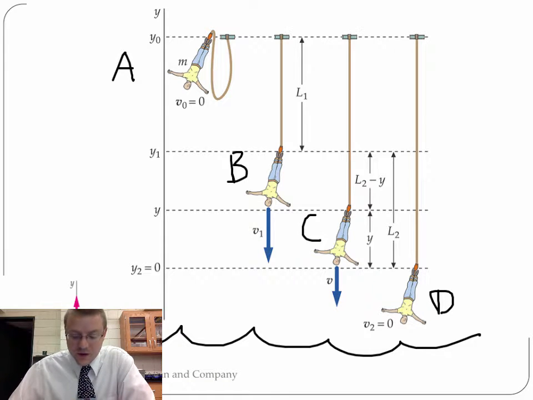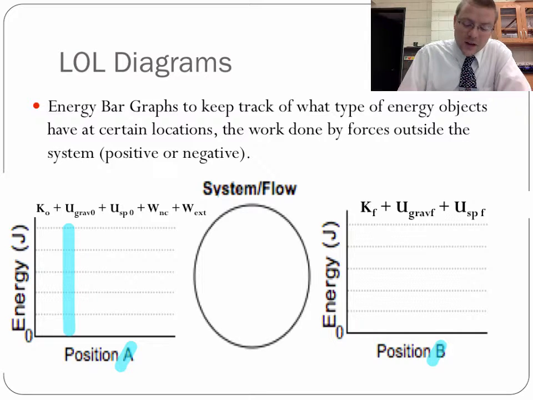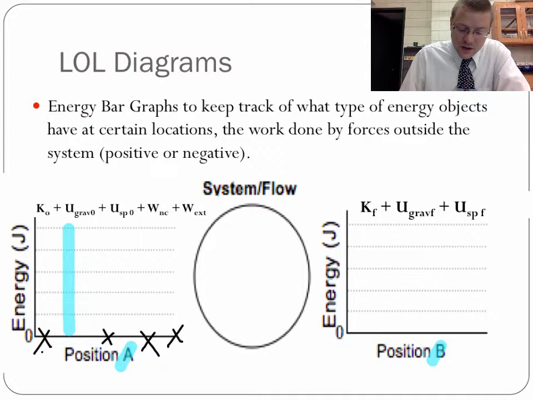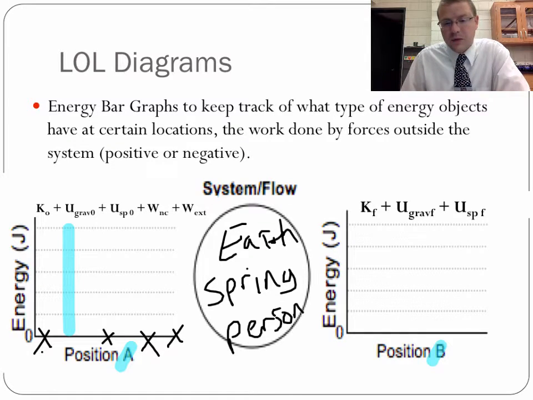slide for you. Alright, so we're going to go from position A to B. From position A to B, I know that I've got gravitational energy due to my height. At the top of the bridge, you're not moving, so we're at rest. The spring has not been stretched yet, and we won't worry about any of those non-conservative forces. Over here, you're going to have Earth, spring, and person.